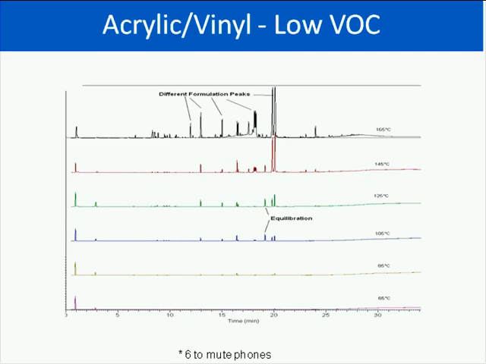Moving on to the low VOC paint, the one thing you'll see is this paint has a little different formulation from the fingerprints of the peaks that we see. Also, you'll notice at approximately 16 minutes, this peak here decreases as the temperature increases. And that's what Tammy was pointing out. It's important to figure out the equilibration of these compounds.